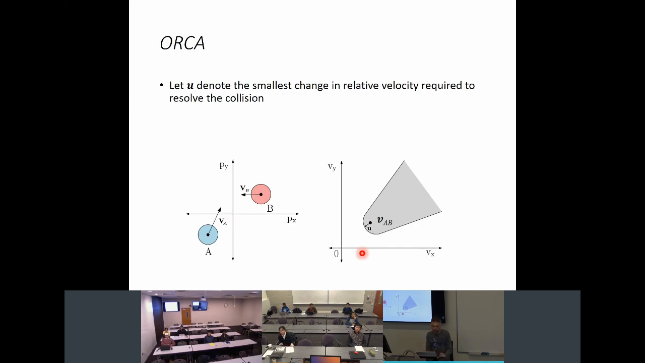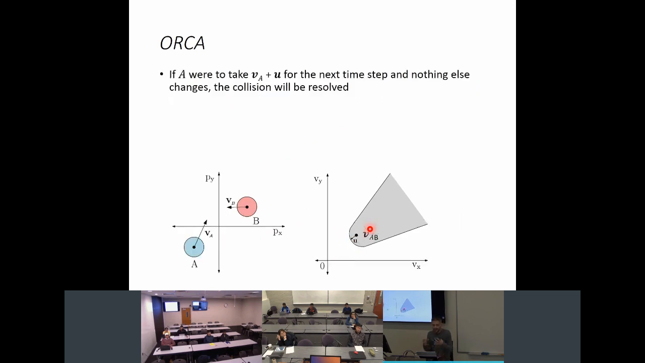Nothing tricky going on. I know that's my relative velocity. I project it to the closest boundary. This is the smallest change that the agents need to take in order to move the relative velocity outside of the VO, right? Now, if agent A was to take its own velocity plus that vector, and nothing else changes, then the collision will be resolved, right? Does it make sense?